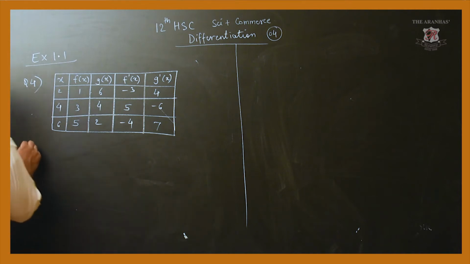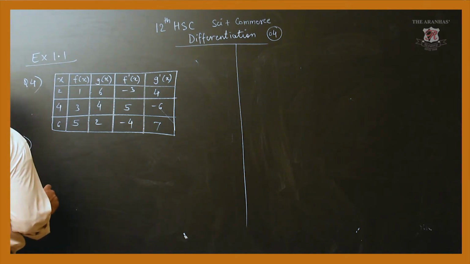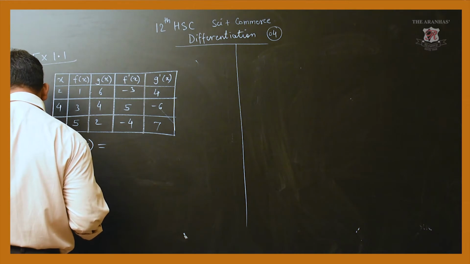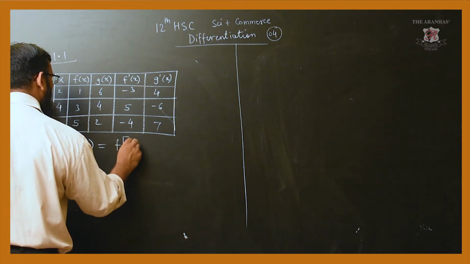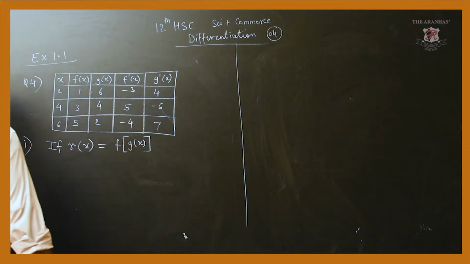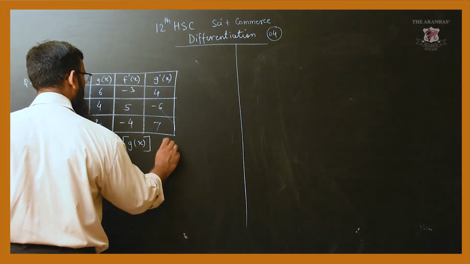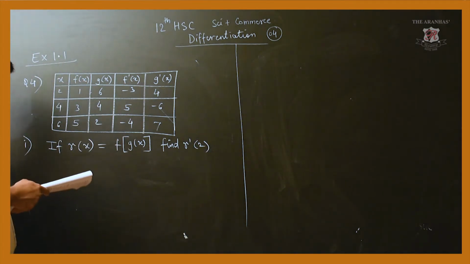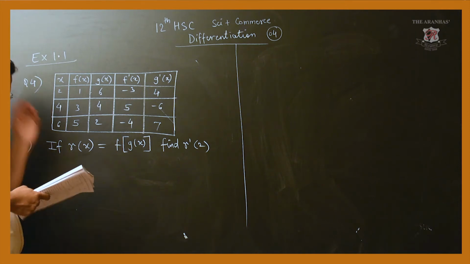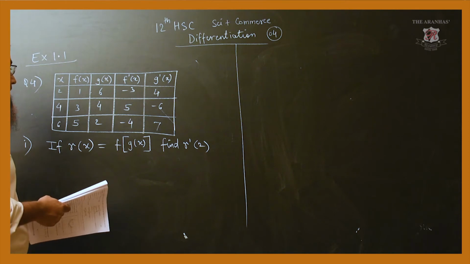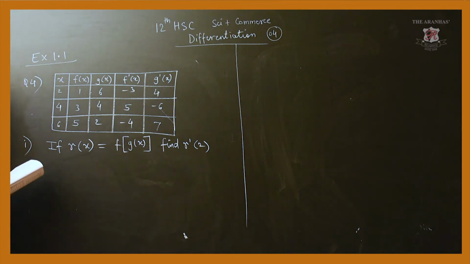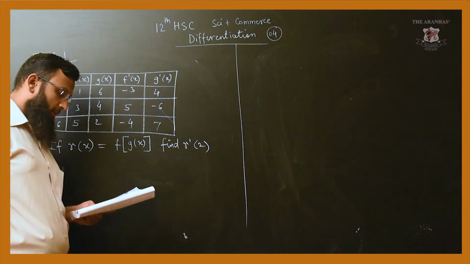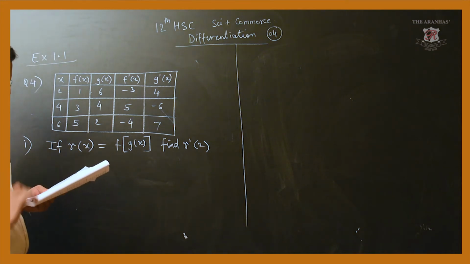And they have asked, first one, if r of x is equal to f of g of x, find r dash of 2. Find r dash of 2. Now how to proceed in this case? Let us see. The x value is 2. So for this 2 we are going to utilize the table and see what happens further. They need r dash of 2.